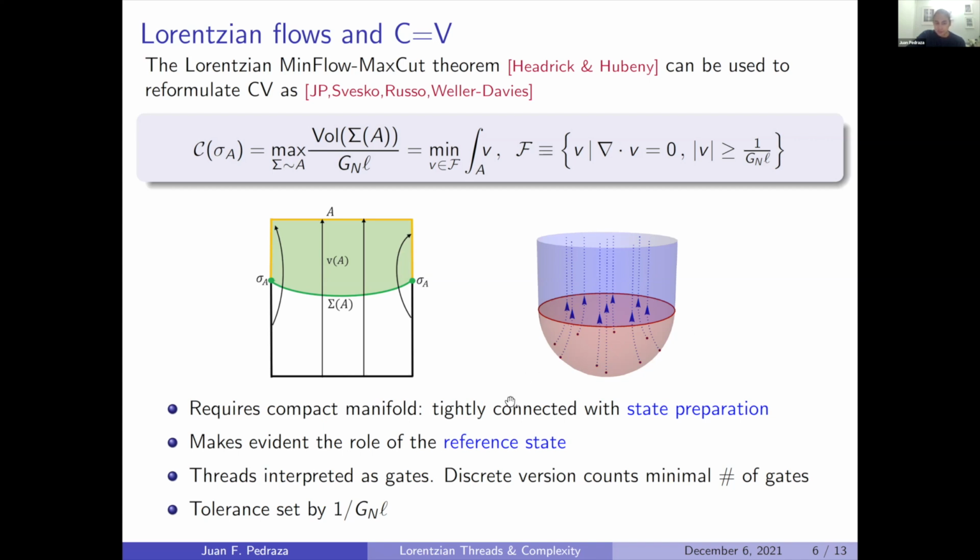Another nice interpretation is that now the threads, which are the integral lines of these vector fields, are worldlines. So instead of connecting degrees of freedom that live on the same state, now the role is to transport individual degrees of freedom, evolving them in time. And it's tempting to interpret these threads as gates, in such a way that in the discrete version, this minimal flux is actually computing the minimal number of threads or gates that bring me from the reference state specified in this Euclidean part to the target state specified on this disk.